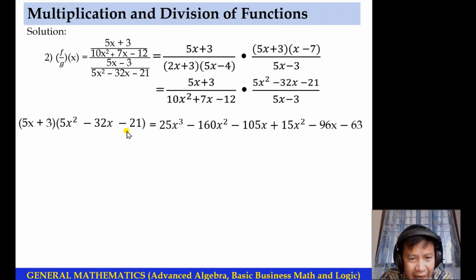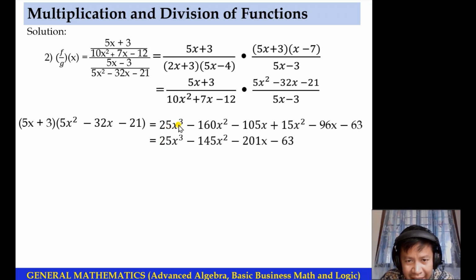Then after that, 5x times negative 21 is negative 105x. 21 times 5 is equal to 105x. Plus distribute 3 times 5x squared is equal to positive 15x squared because you do not have the variable here. Okay, 3 times negative 32 is negative. 32 times 3 is equal to 96. Then copy the variable x. Then 3 times 21, and that is negative because positive times negative is negative. And 21 times 3 is equal to 63. And combine the similar terms.